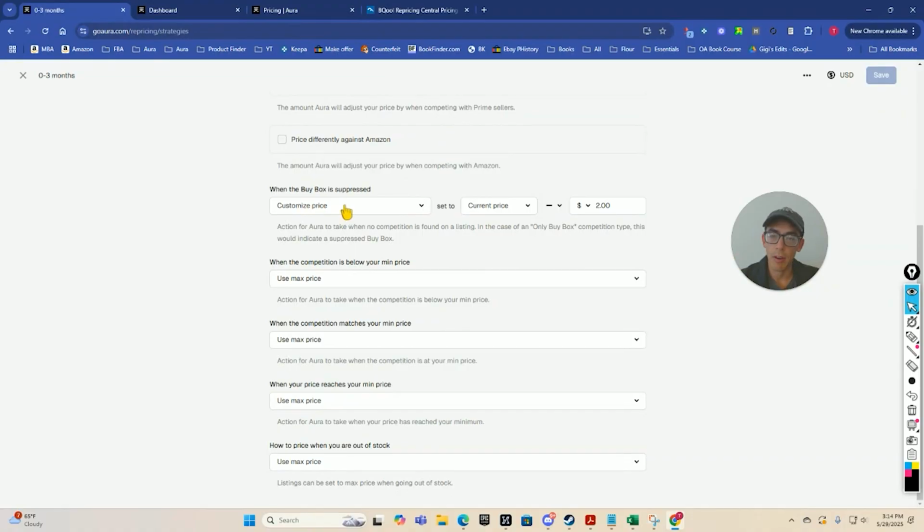Now, the really cool thing about Aura here is that you can have a rule or you can do something when the buy box is suppressed. So sometimes on the Amazon webpage, there's no buy box. So what do you want to do when there's no buy box? Well, what I'm going to do is take whatever my current price is within my minimum and maximum range, which I'll have, again, given for that book specifically, which is unique. I'm going to undercut that current price that I have by $2.